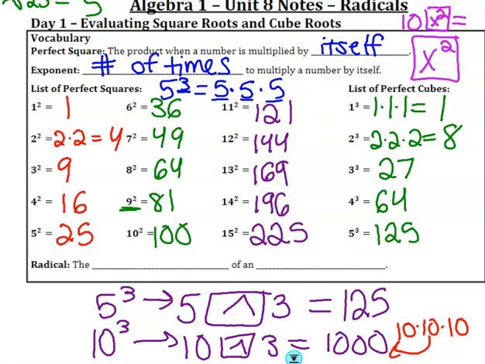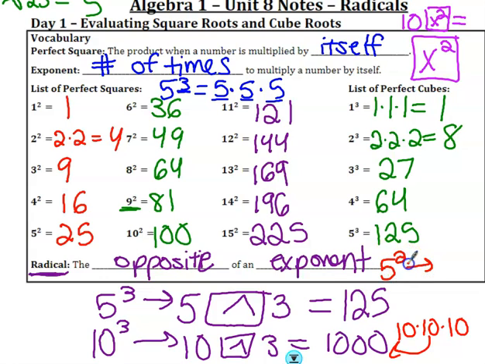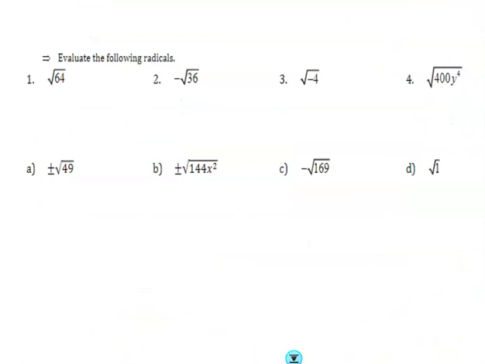And then one more definition. A radical is the opposite of an exponent. Like I was saying, if the exponent is squared, the radical is square root. If the exponent is 5 to the third, the opposite of that is a cube root, and it will have this symbol with the little 3 in it. All right, awesome. Let's actually evaluate these now.